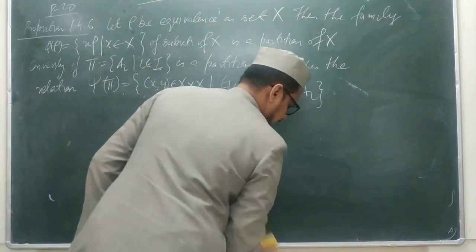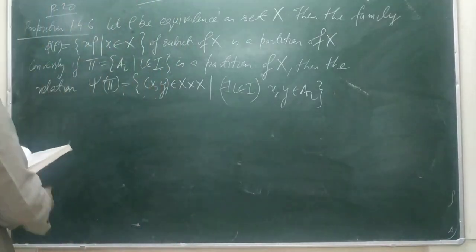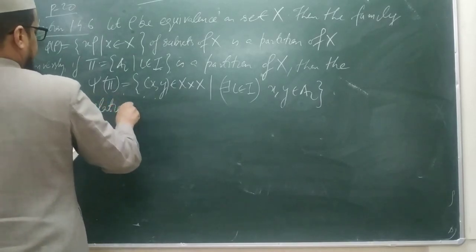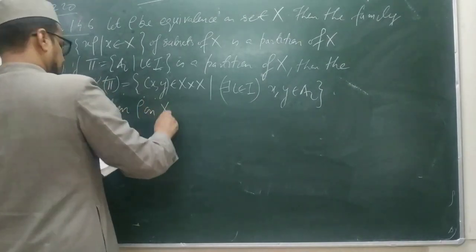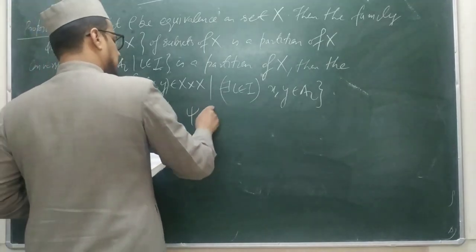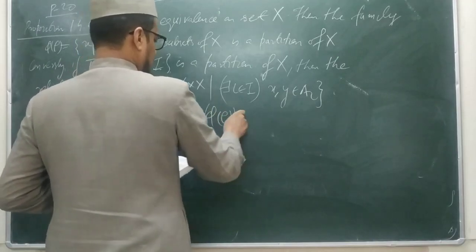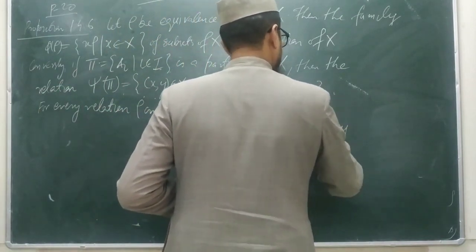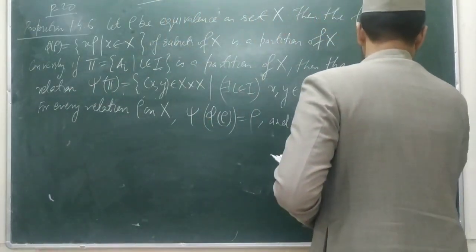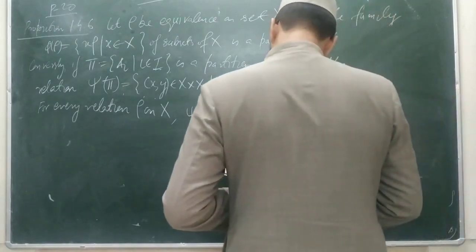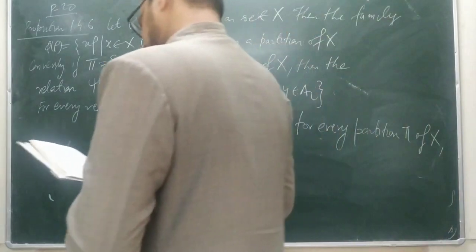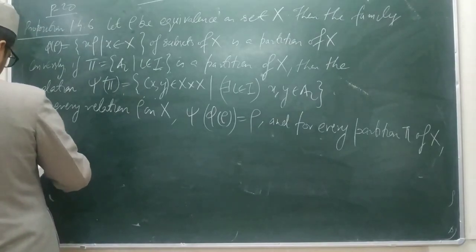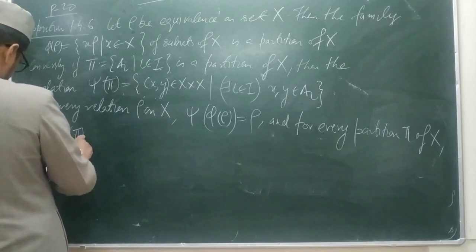Now the last part, what we have to do: we have to prove that for every relation rho on X, psi of phi rho is equal to rho, and for every partition pi of X, phi of psi pi is equal to pi.